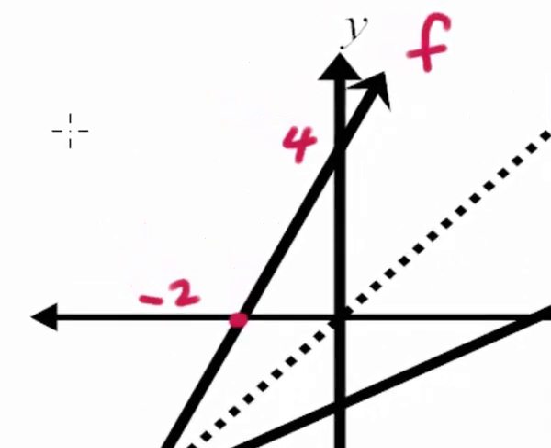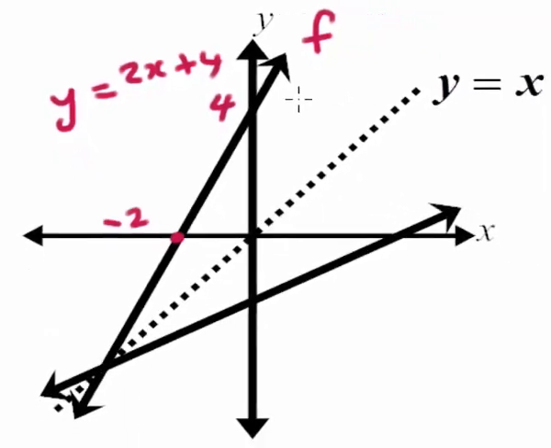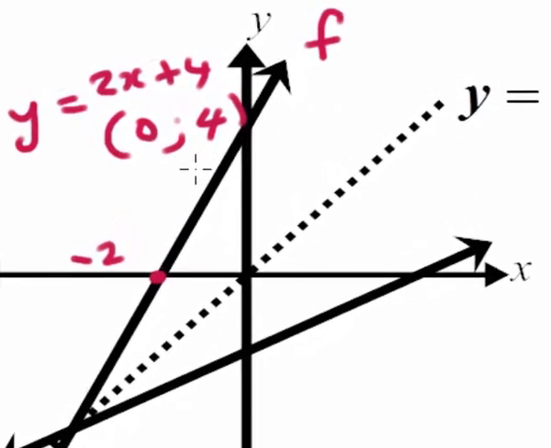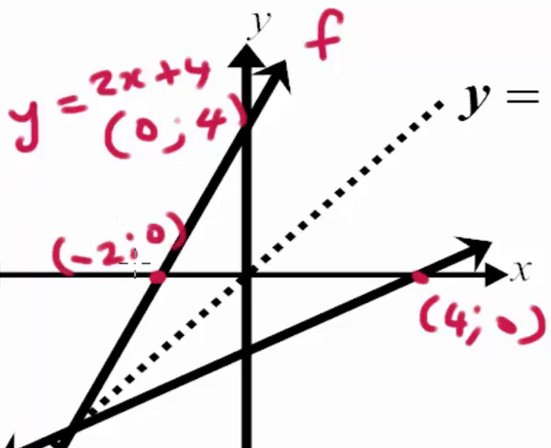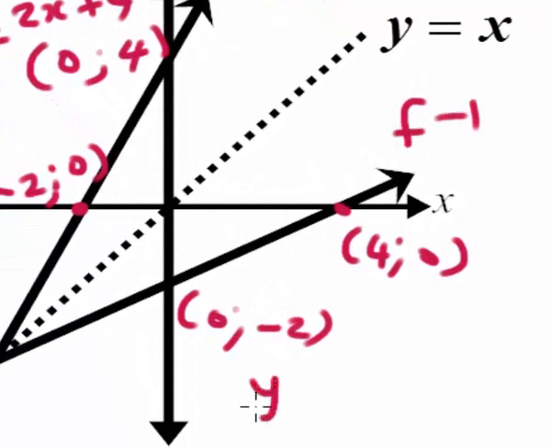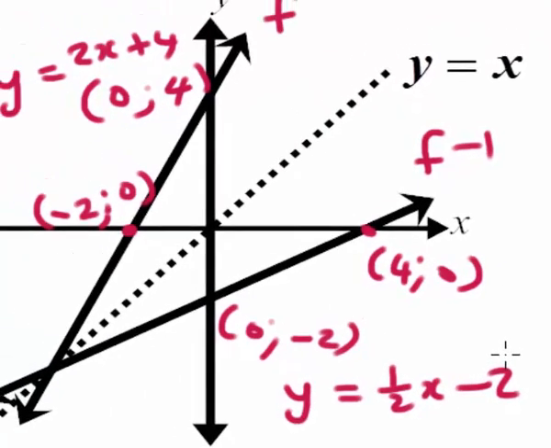And what is that graph? Y equals 2x plus 4. Now for this one, notice this is actually (0, 4). If you swap those around, you get (4, 0). And if this is (negative 2, 0) here, you swap that around and get (0, negative 2). Now this is the graph of the inverse, which is a half x minus 2. Look at that, isn't that amazing?